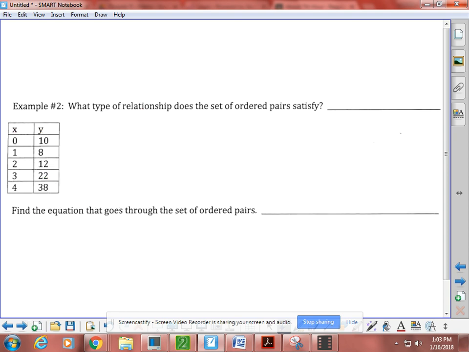Okay, so linear is pretty simple. So let's go on to one of these. This is going to be quadratic. We're going to go bottoms up again. So I'm going 38 minus 22, which is 16. 22 minus 12 is 10. 12 minus 8 is 4. And 8 minus 10 is negative 2.